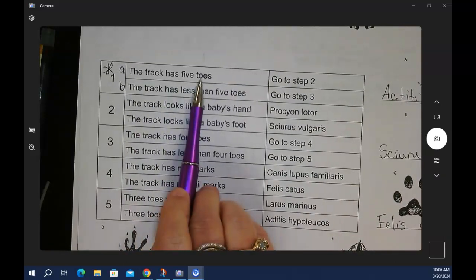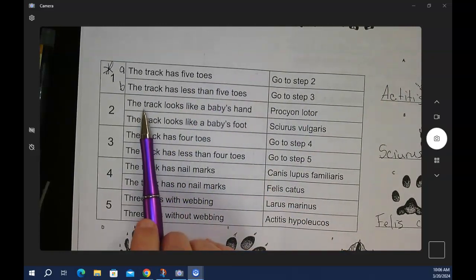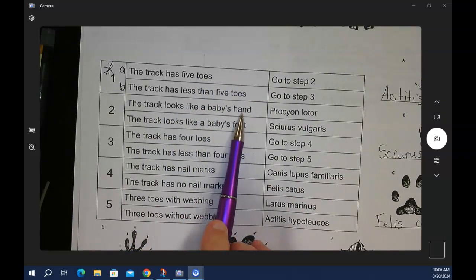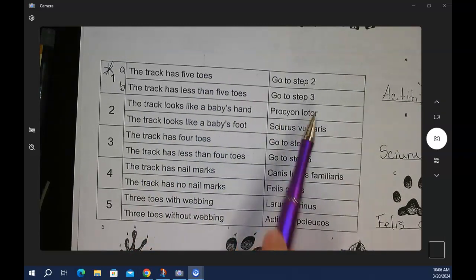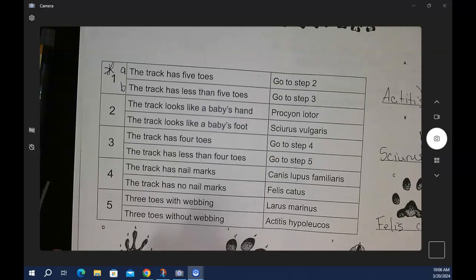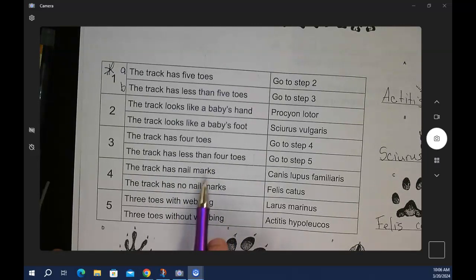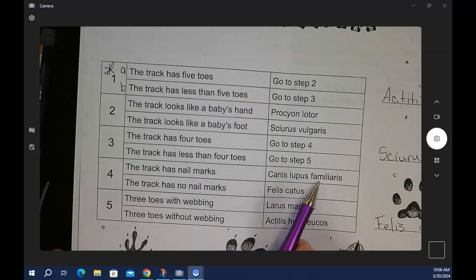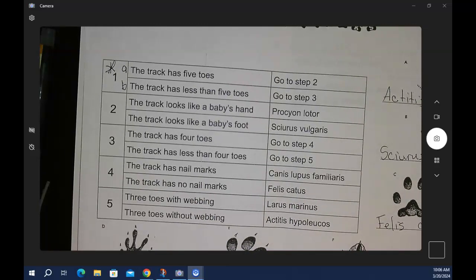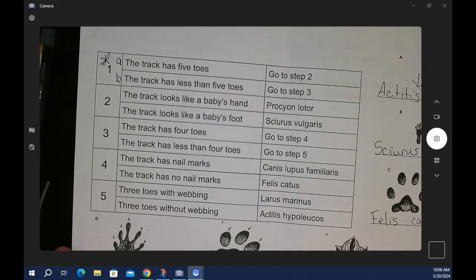So the track has 5 toes. 1, 2, 3, 4, 5. That's a yes. So we're going to go to step 2. The track looks like a baby's hand. Yes. The track looks like a baby's foot. No. So here is our name. Procyon lotor. So if we had just skipped to it has nail marks, we would have gotten the wrong answer. Sometimes you would have gotten the right answer. I'm not saying there'll never be a time where you decide, oh, I'm going to throw caution to the wind and skip to the end. But most of the time, especially with more complicated ones, you're going to be wrong.